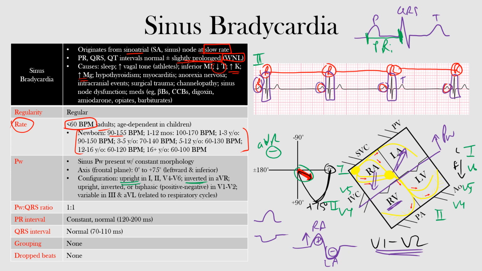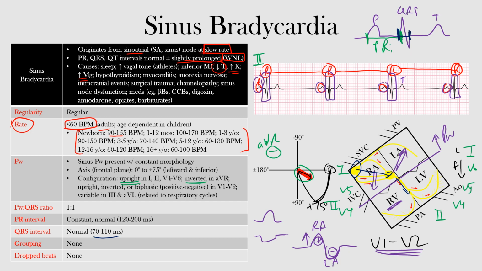The QRS interval will be normal. Remember, the QRS interval is from the beginning of our QRS complex to the end of it. That should be between 70 and 110 milliseconds, which is 2 to 3 of the small boxes. There should be no grouping and no beats should be dropped. So there's no problem with the beats. Every beat coming from our sinus node is making it through to the ventricles, so there's no issues going on there.